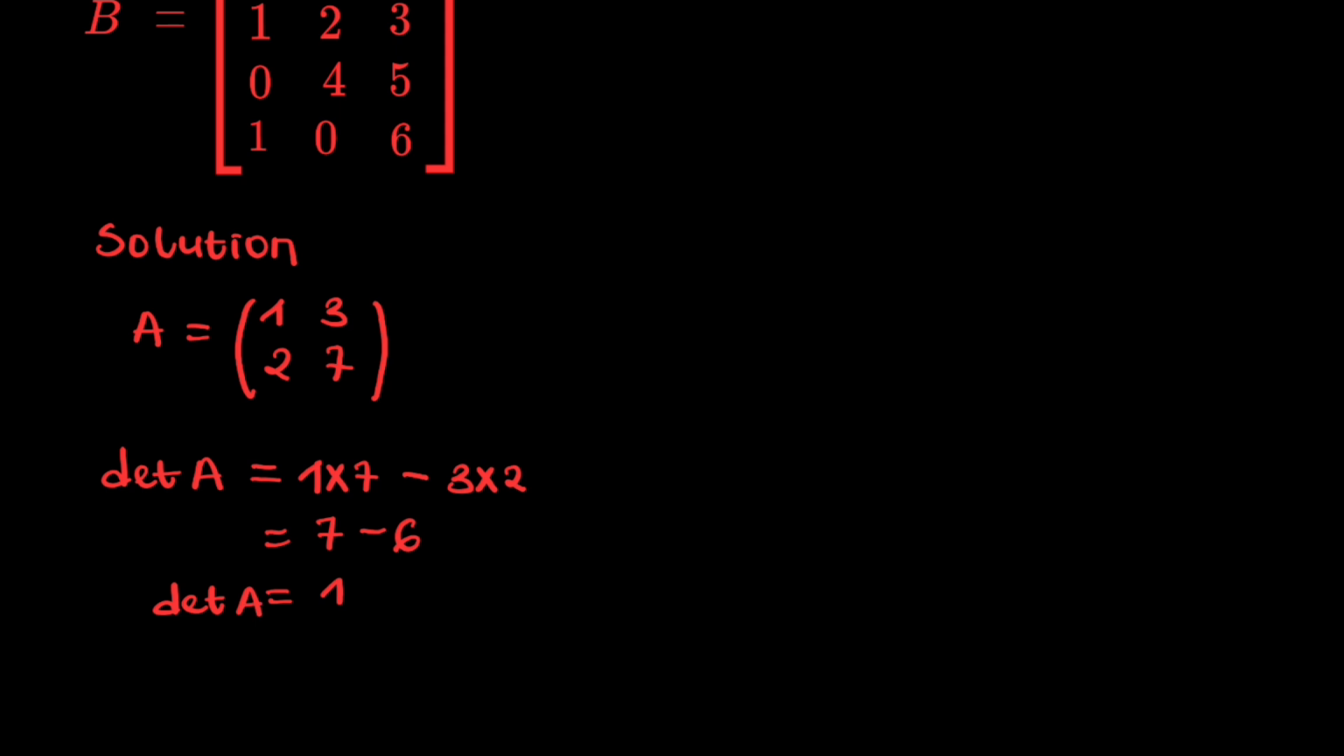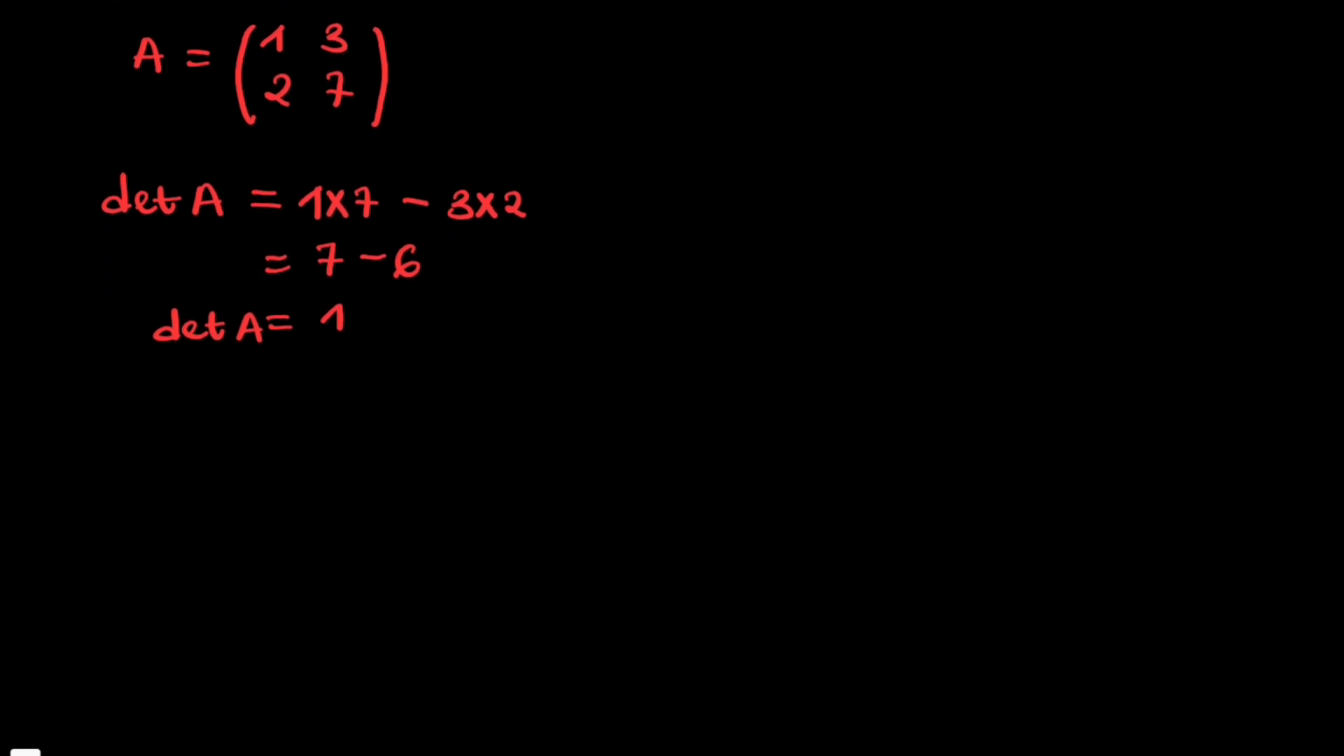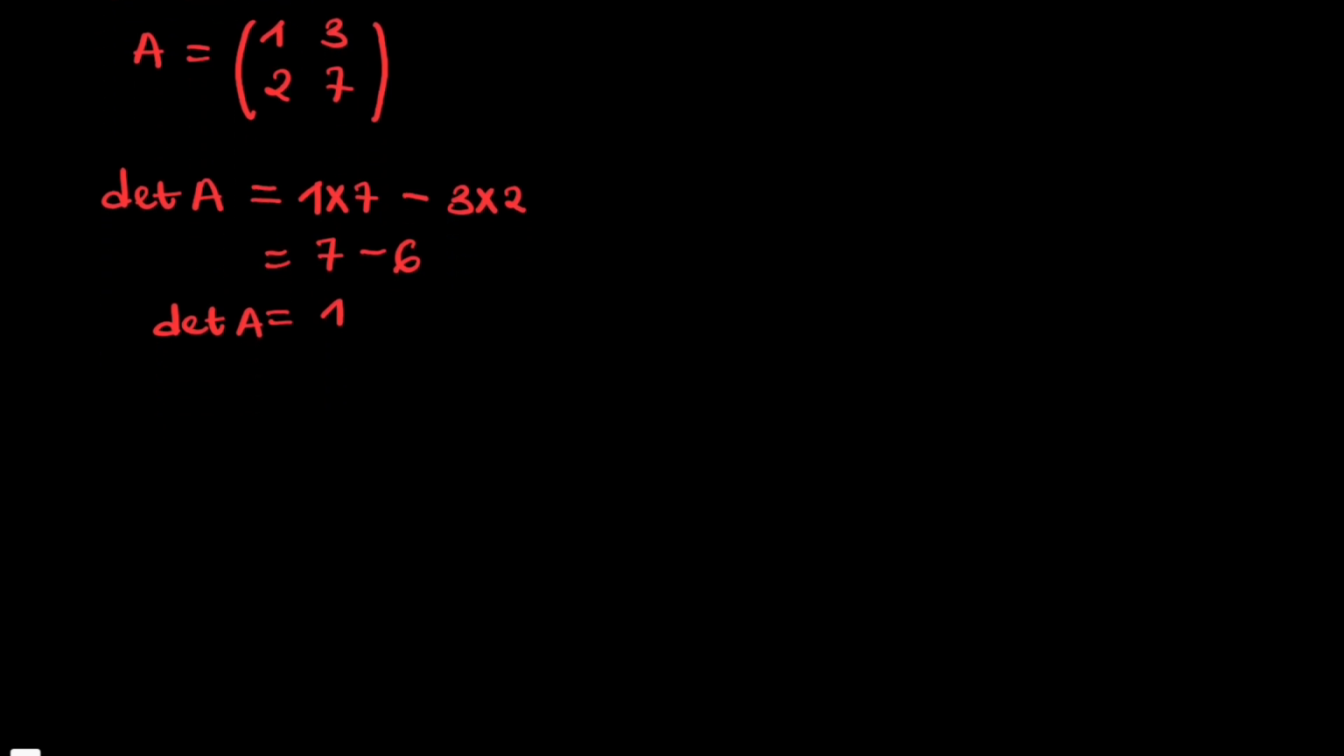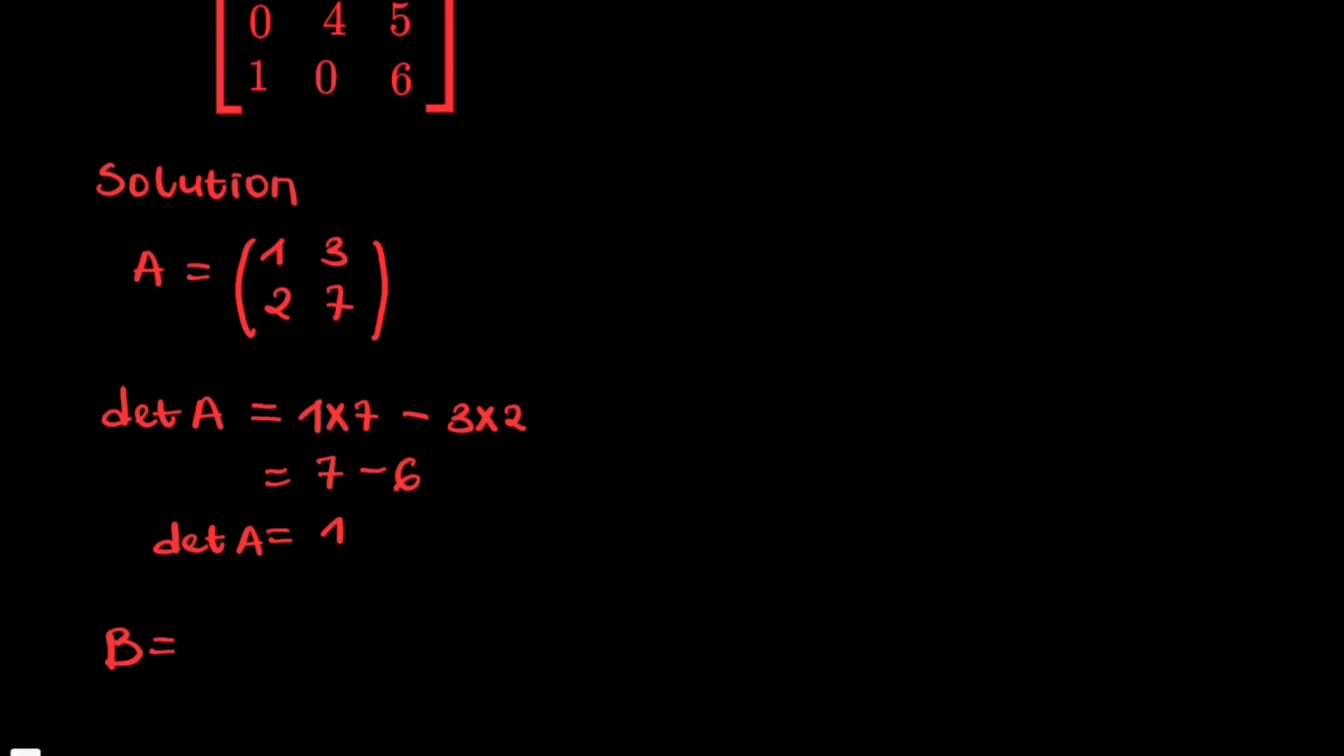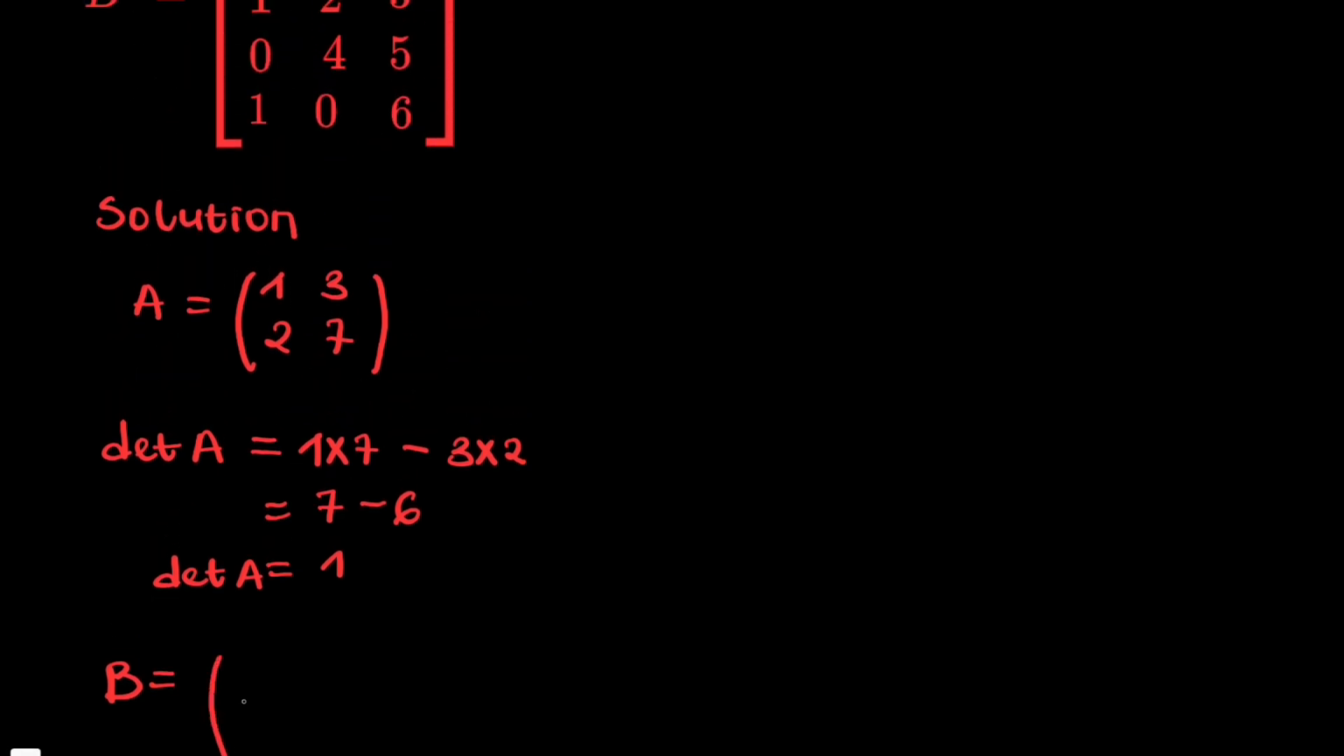That is all, very short and simple. But remember, this step applies only for a 2 by 2 matrix. For a 3 by 3 matrix, we use the cofactor expansion. So let's have the second matrix. The second matrix is, let me write it back, 1, 2, 3, 0, 4, 5, and 1, 0, 6.